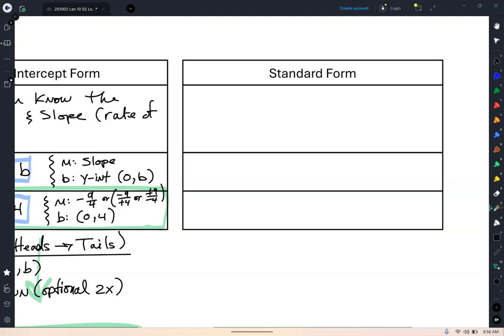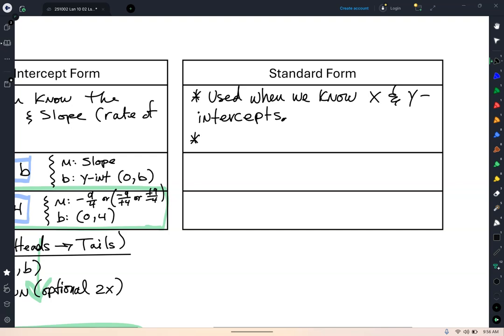Standard form. Used when we know the x and the y intercepts. Notice I said nothing about the rate of change, so we don't know the slope.